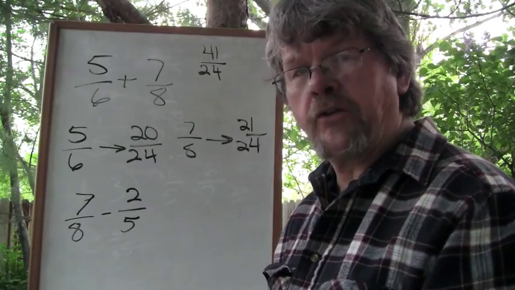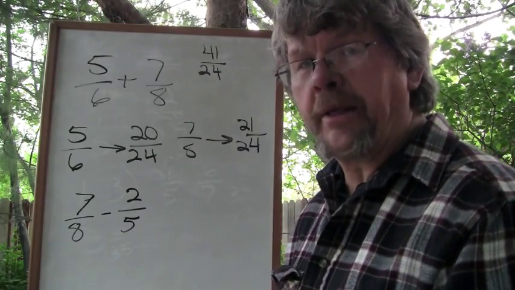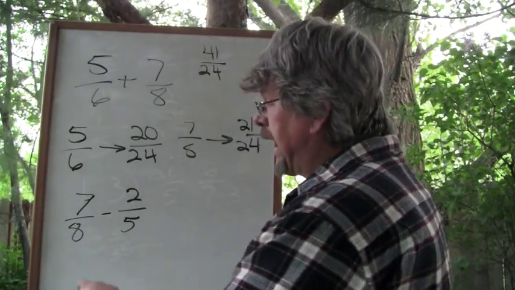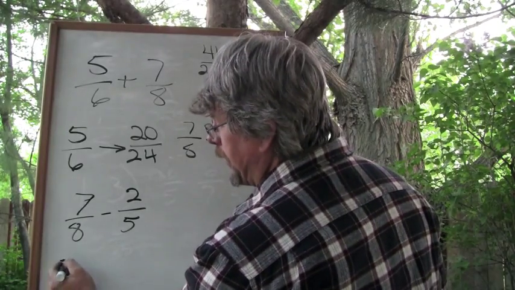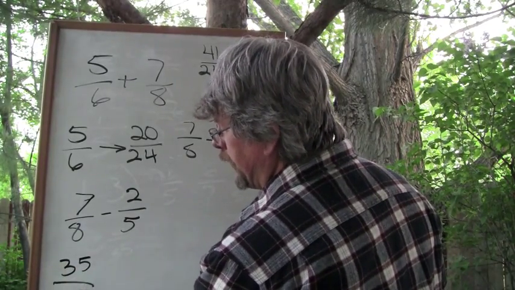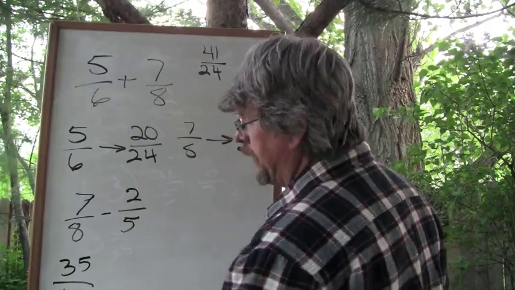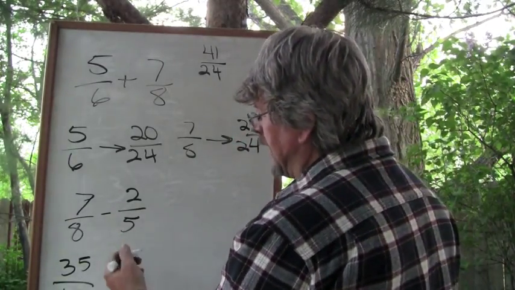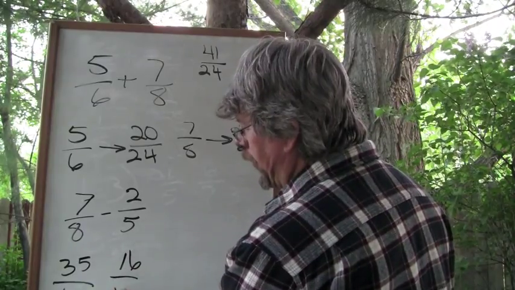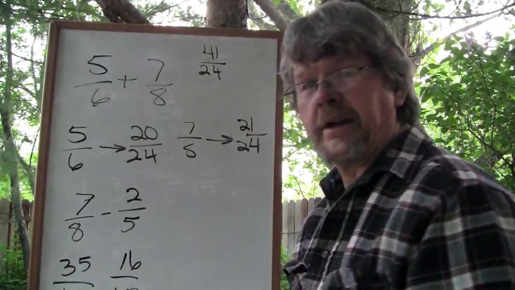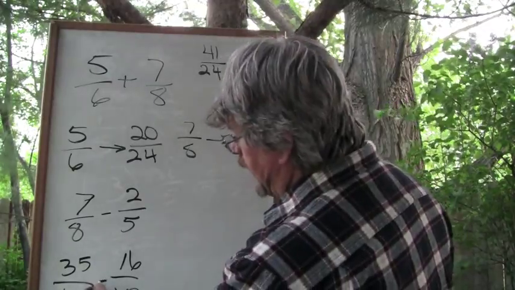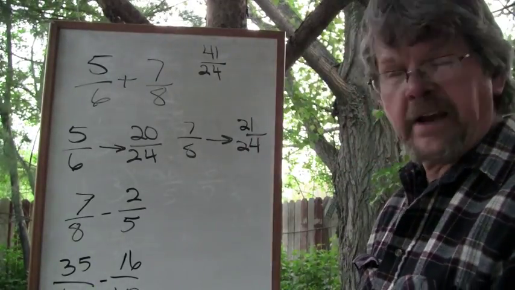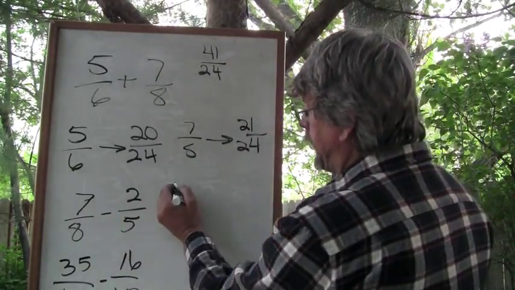I'm not trying to go too fast, I just want to show you the capability that you can develop. 8 goes into 40 five times, so this is going to be 35/40ths. Right? 5 goes into 40 8 times, so this is going to be 16/40ths. Do you see how I did that? And that's going to be minus.